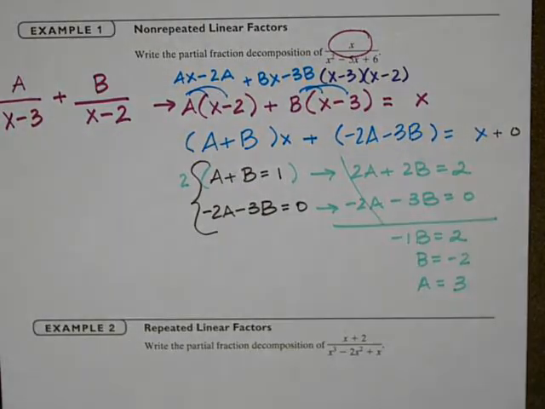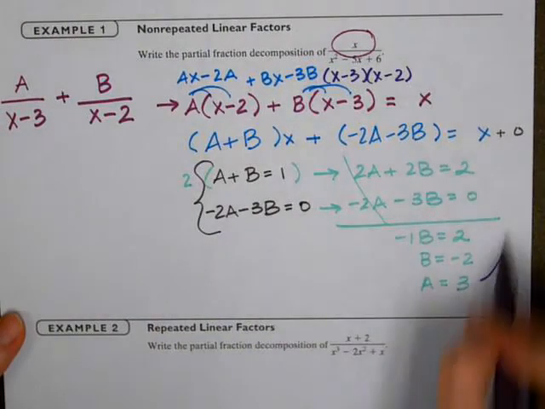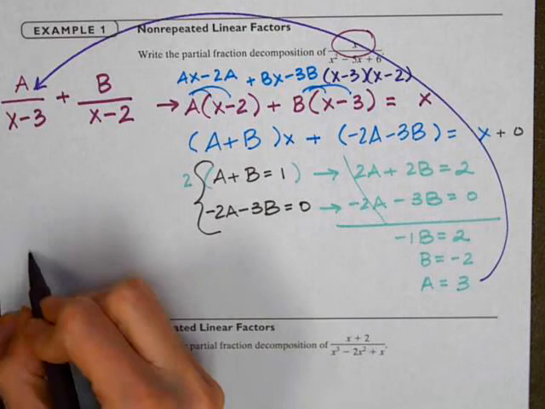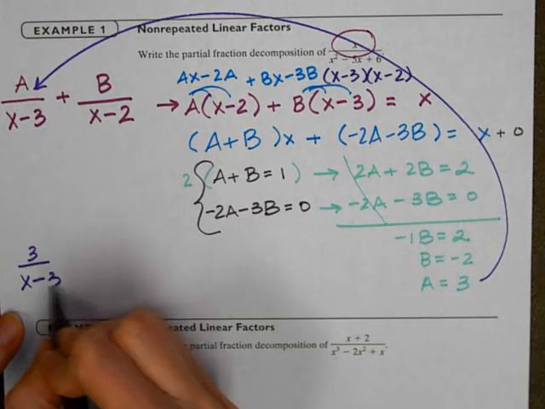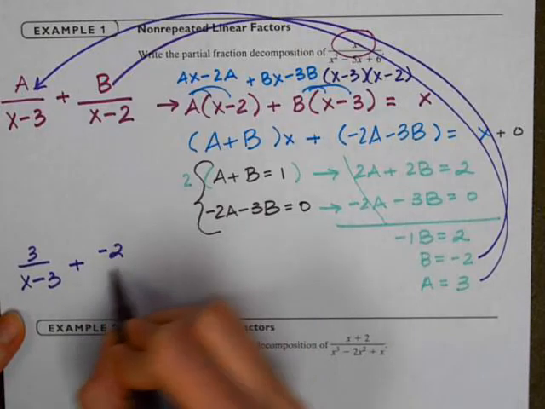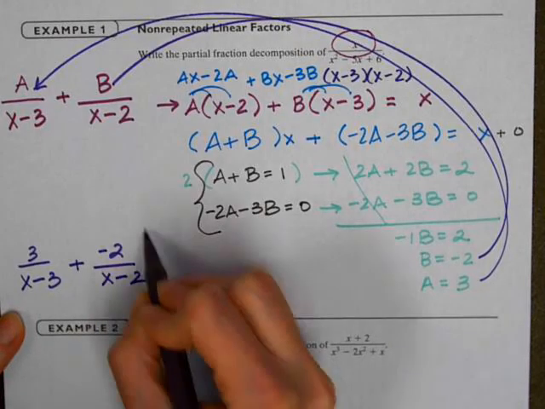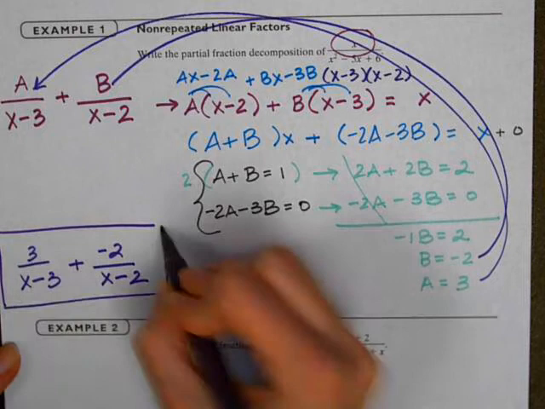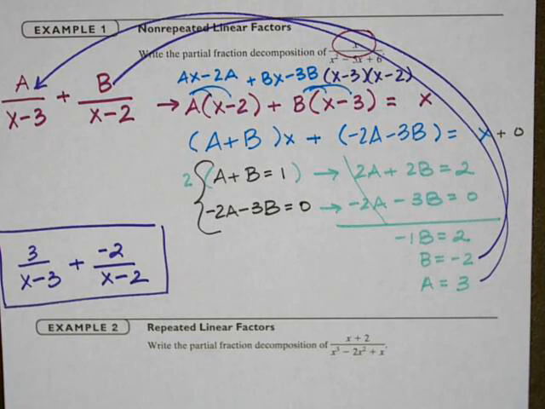All right, so final answer, the partial fraction decomposition is A, so 3 over x - 3, plus B, -2 over x - 2. All right, so we just went backwards to find the original fractions.